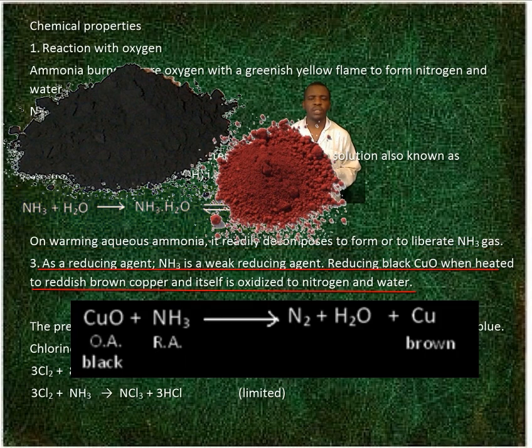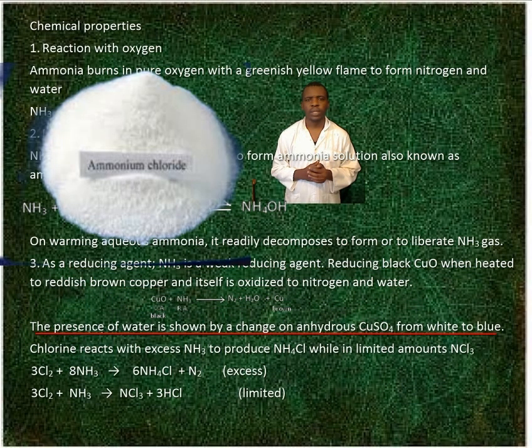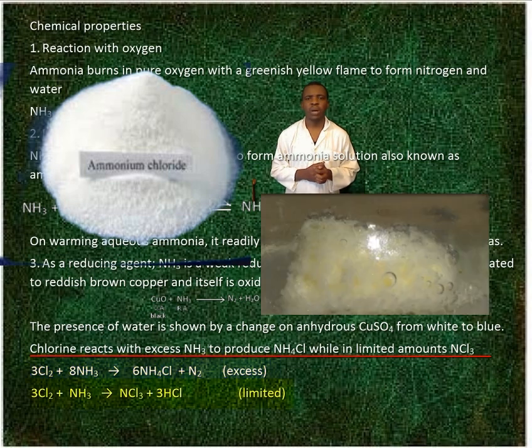As a reducing agent, ammonia is a weak reducing agent, reducing black copper oxide when heated to reddish brown copper, and itself is oxidized to nitrogen and water. The presence of water is shown by a change of anhydrous copper sulfate from white to blue. Chlorine reacts with excess ammonia to produce ammonium chloride, while in limited amounts it produces nitrogen chloride.